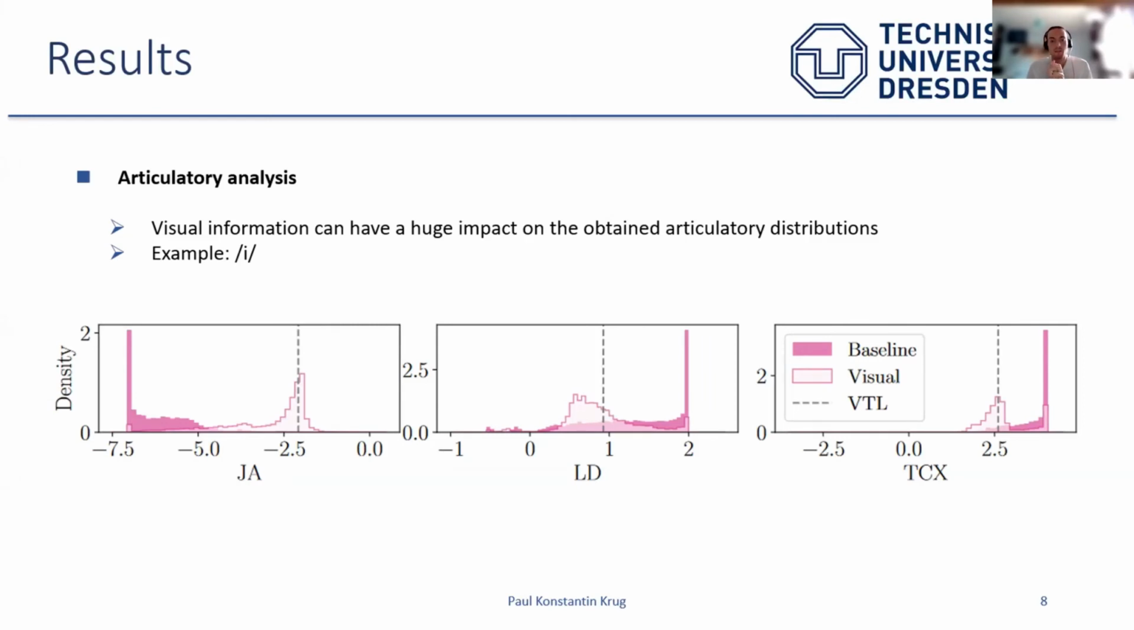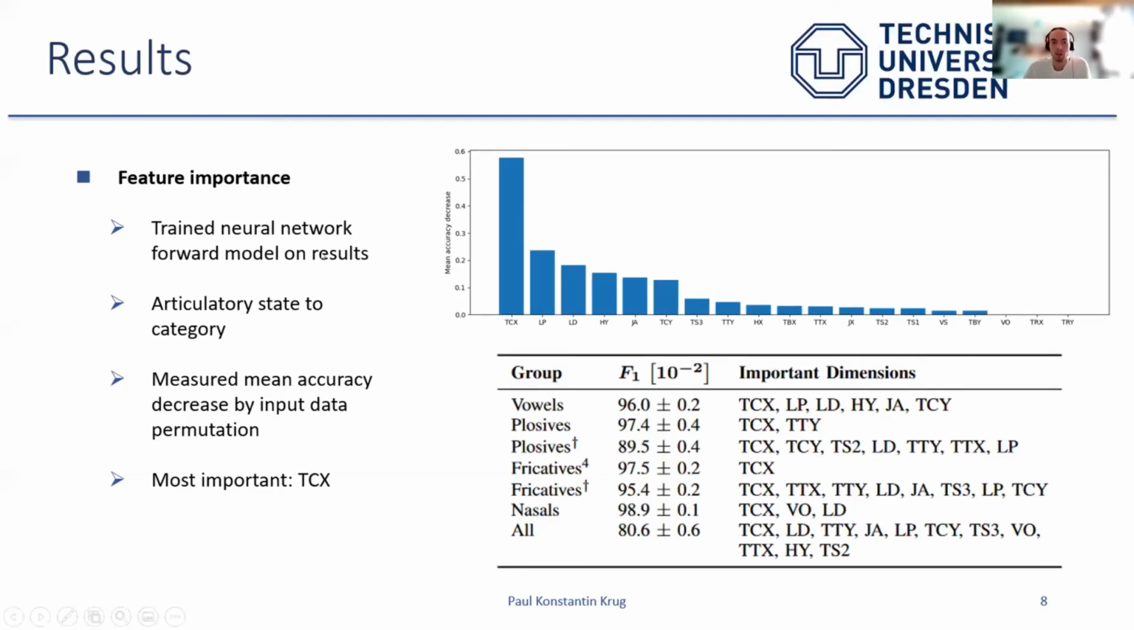So I looked into this, but before I show you the results, I want to also mention that not all the vocal tract lab dimensions are equally important. So there are dimensions which have a huge impact on the tube area function, like TCX, but there are also dimensions that have very low impact, and we don't really care if we are close to the VTL preset there, if it doesn't really have a huge impact. So what I first did, I wanted to find out what are the most important dimensions. And in order to find that out, I trained a neural network forward model that would map the articulatory states to the category that we were optimizing for.